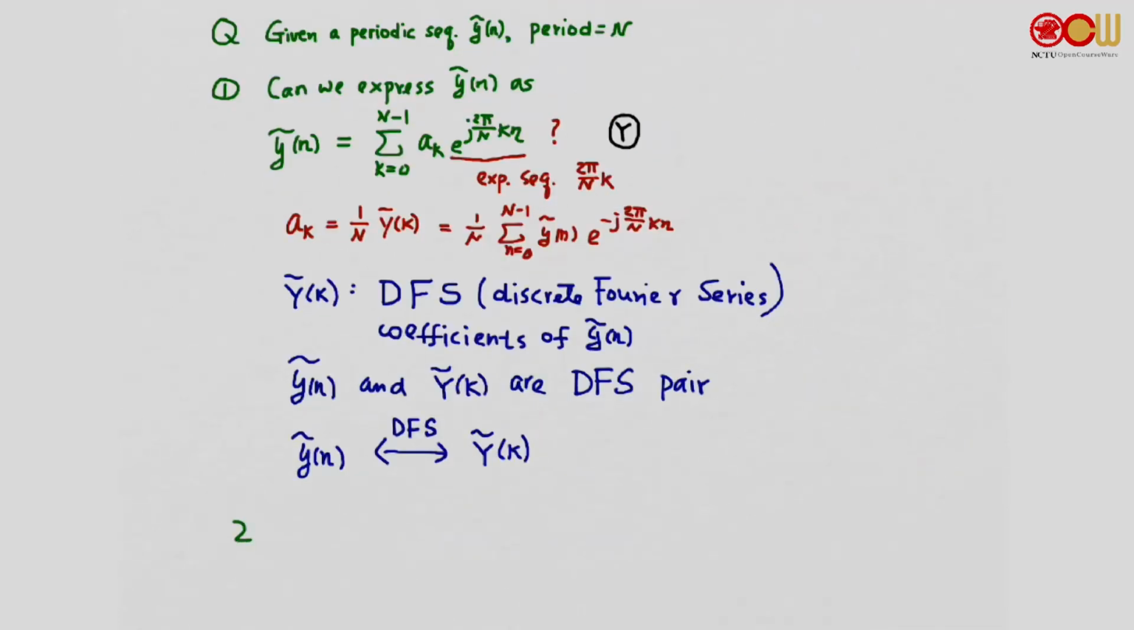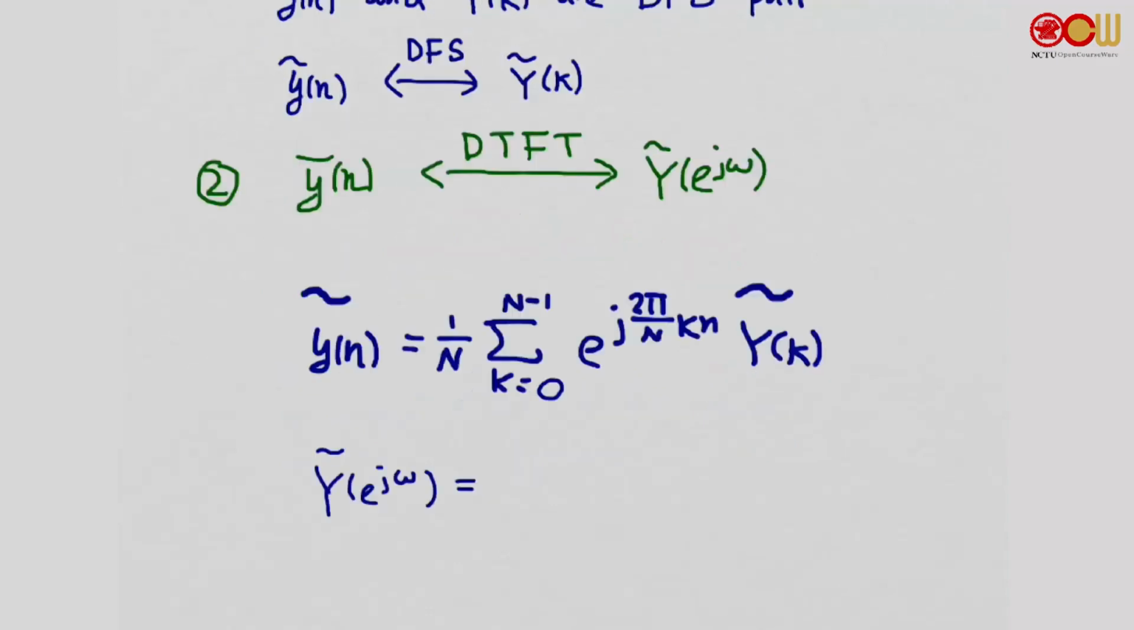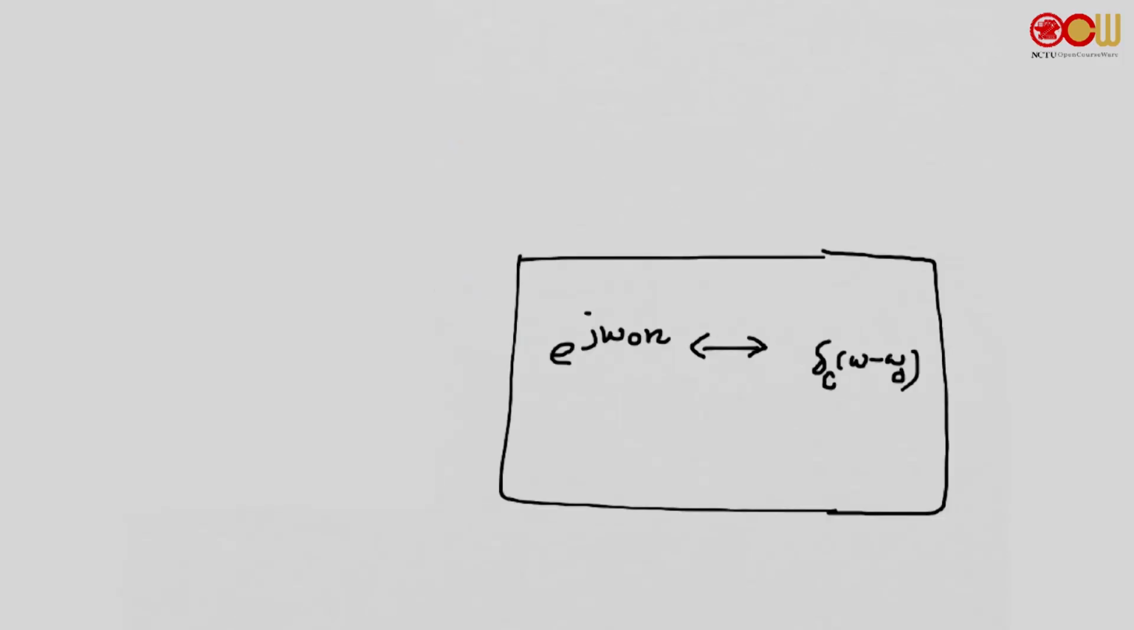Another question. Suppose we are given a periodic sequence y tilde with period n. What would be the discrete time Fourier transform? What is the DTFT for such a sequence? Remember, we have just seen that any periodic sequence y tilde n can be written as a linear combination of exponential sequences, and for those exponential sequences, we already know what their Fourier transform is. What is the Fourier transform of an exponential sequence? Remember, when we have an exponential sequence e to the j omega 0 n, of frequency omega 0, then its Fourier transform is an impulse function, right? The impulse is at omega 0, and it carries a height of 2 pi.